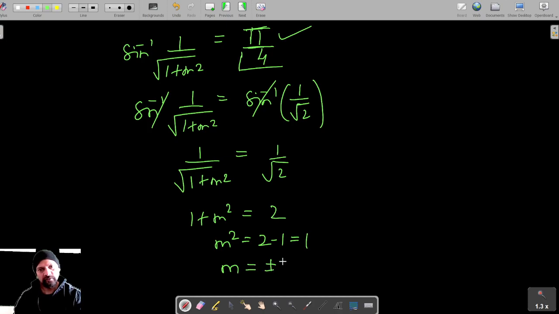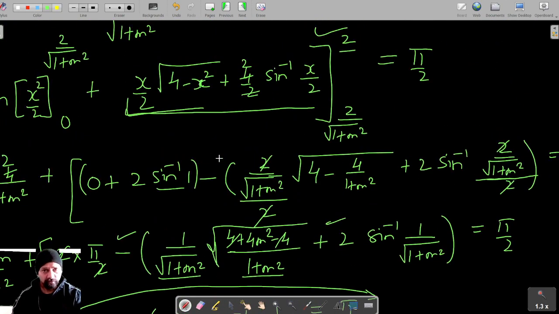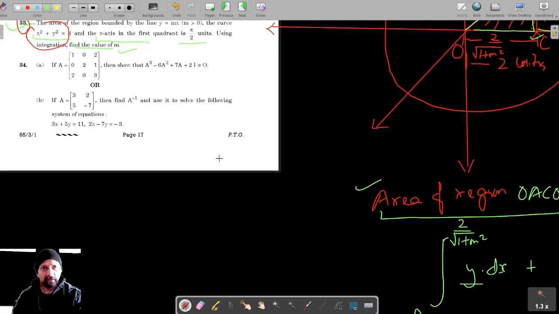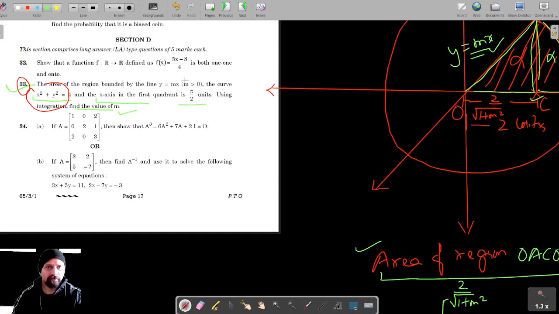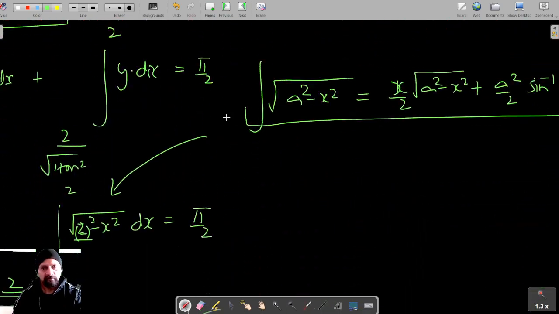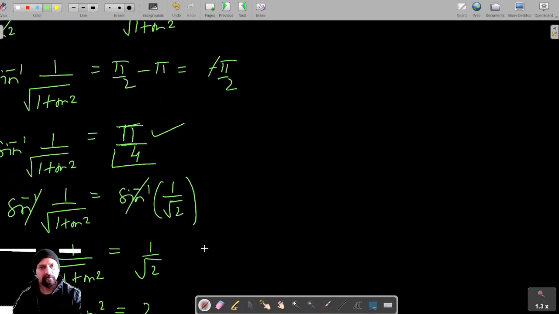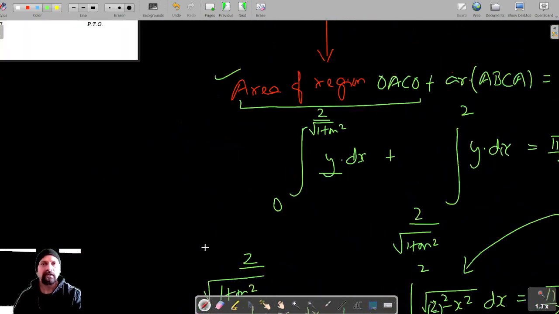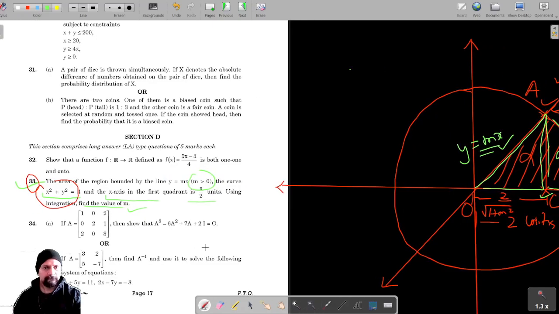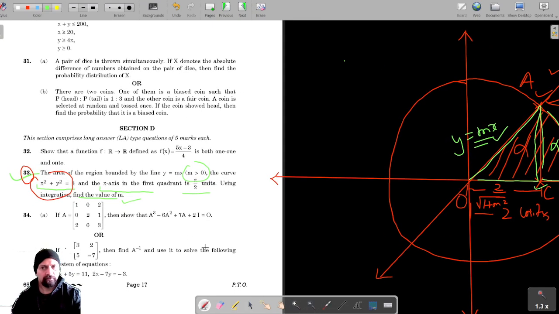And m is equal to plus or minus 1. But it's given in the question that m is greater than 0, so we will reject the negative value. We will write that m is equal to 1 because it's given that m is greater than 0. So this is the value of m, which is 1, for question number 33. And let's move on to question number 34.